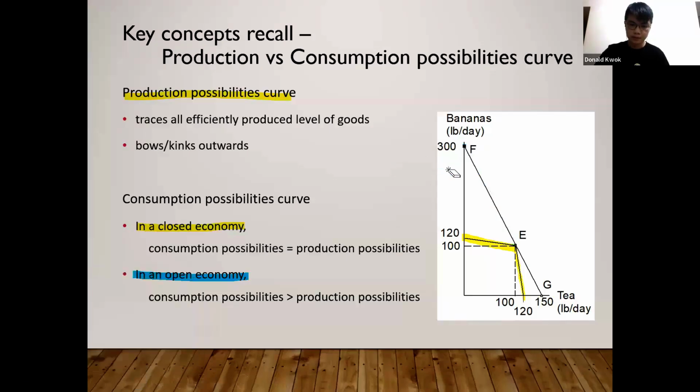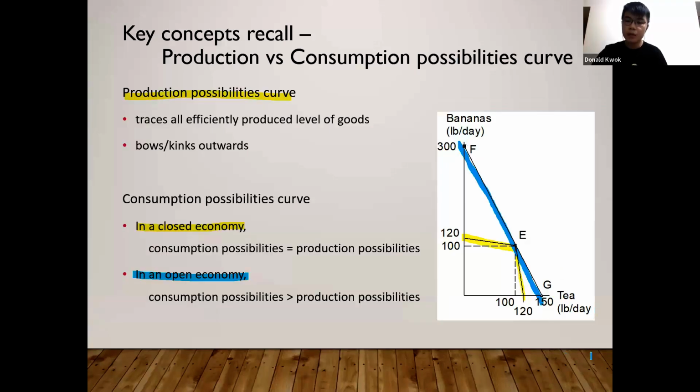Let me draw it again. So this blue line here will be an example of a consumption possibilities curve in an open economy. And by the way, the slope of this blue line is actually the negative of the price ratio between the two goods in the world market.